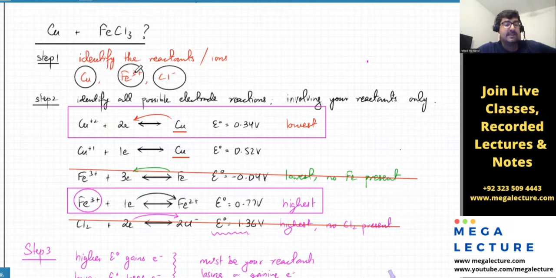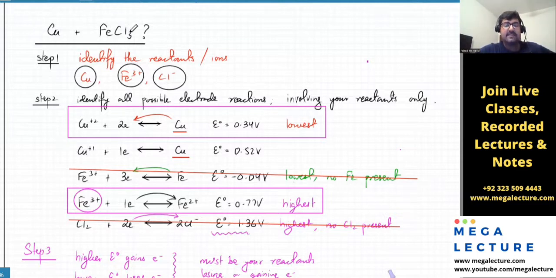Fe3 plus similarly could gain 3 electrons to form Fe. Fe3 plus could also gain 1 electron to form Fe2 plus. So again, there are multiple possibilities. Cl minus 1, there's only one possibility. So I told you that what you do is identify the reactants that you have. You've got 3 reactants: copper, Fe3 plus, and Cl minus 1.